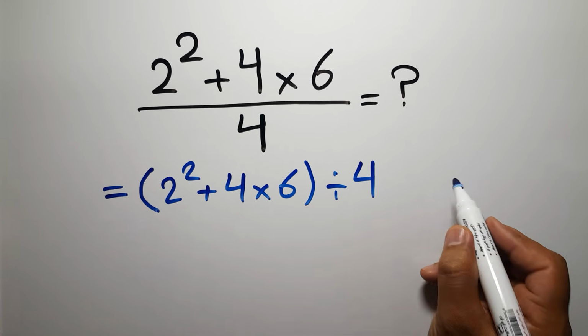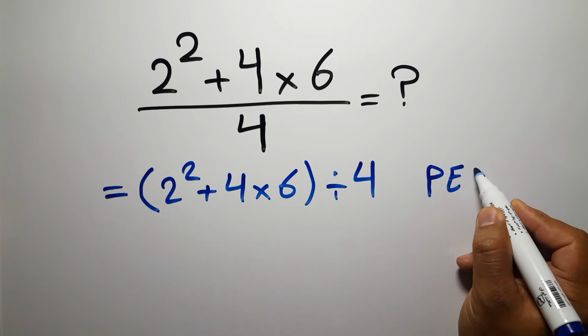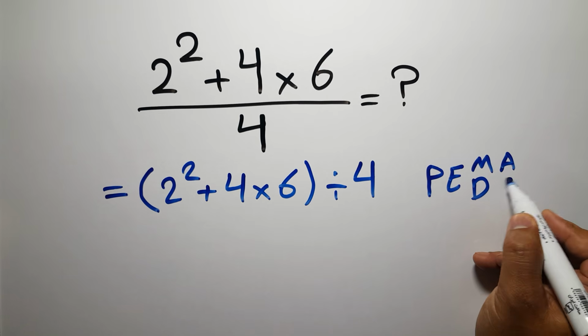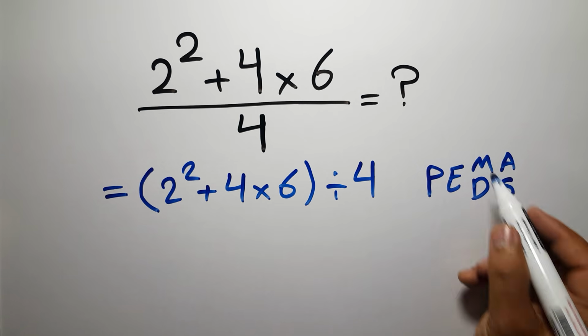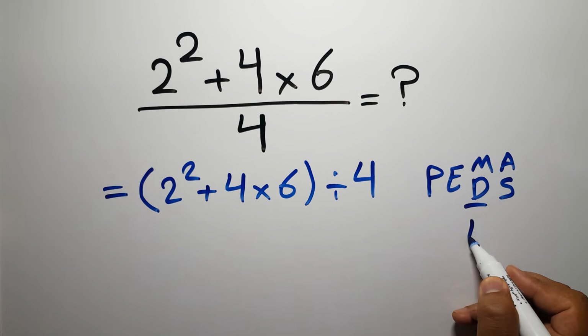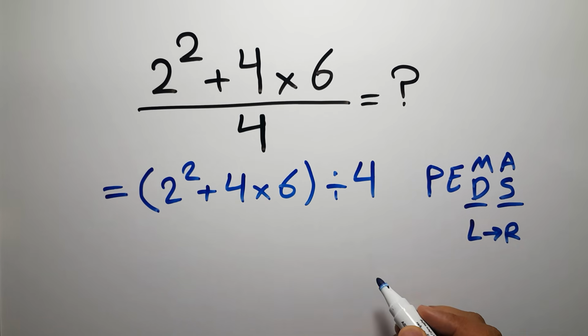According to the order of operations, first we have to do parentheses, then exponent, then multiplication or division, and finally addition or subtraction. Remember that multiplication and division have equal priority and we have to work from left to right. And the same applies to addition and subtraction.